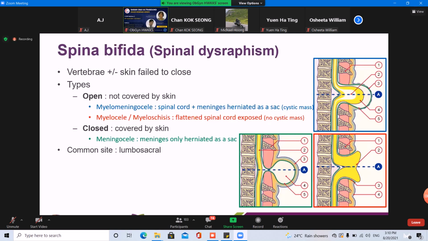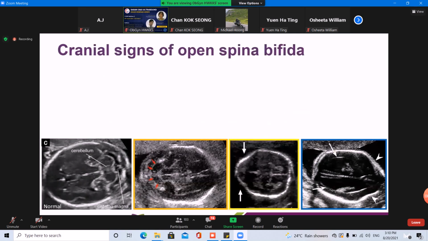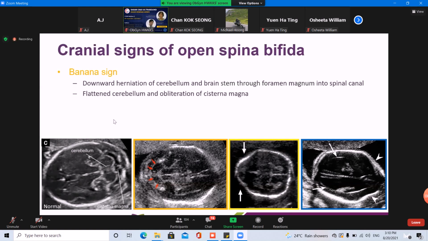So how do we scan spina bifida? The most important thing is not to look at the spine, it is to look at the brain. Because for open spina bifida, there are three important cranial signs for you to pick up. When you see these three important cranial signs, you will know that there is an open spina bifida at the bottom. So what are these three signs? The three signs are: one, banana sign.